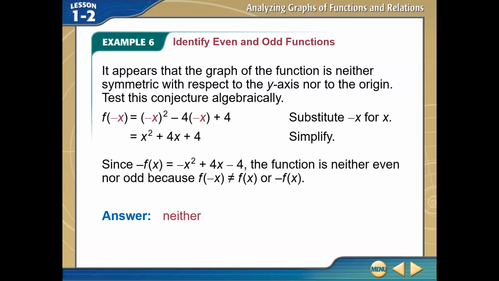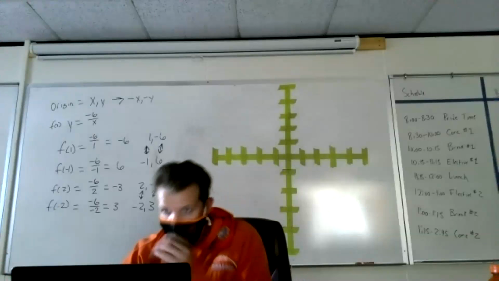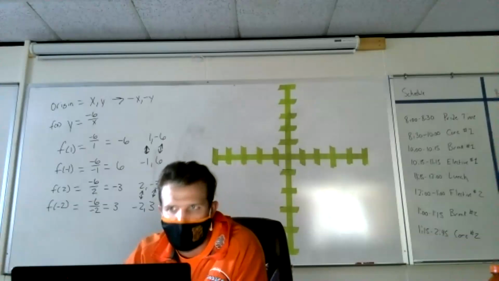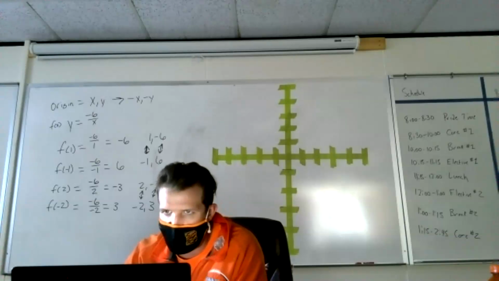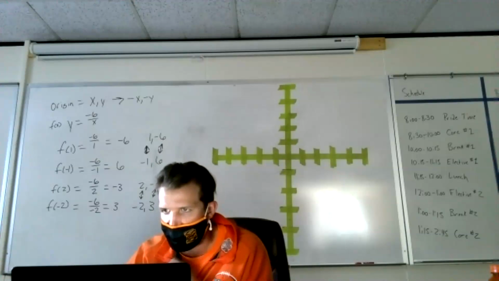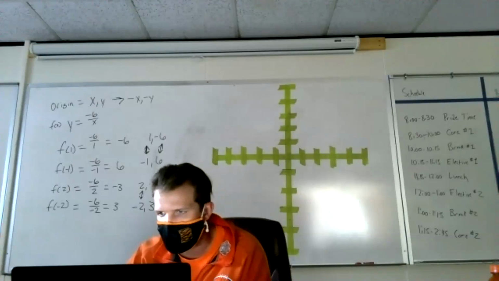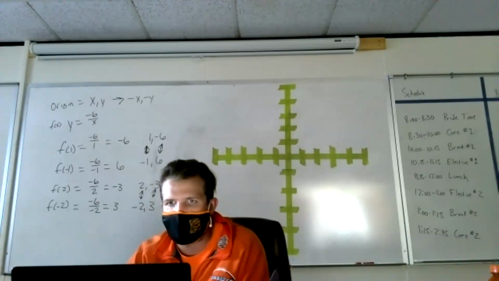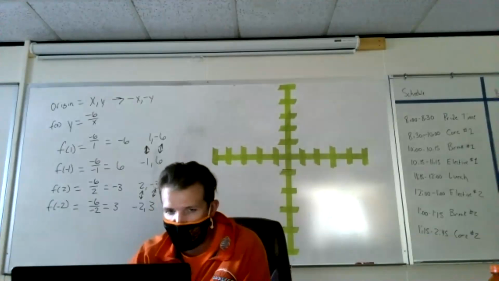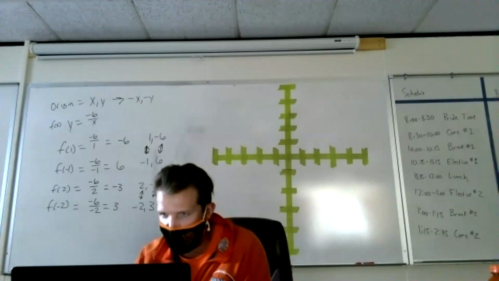Okay, the key thing is when you're talking about even odd, it just has to be symmetric about the y-axis. It could be symmetric at a different part of the xy plane, but if it's not about the y-axis, it is not an even function. Same thing with your point symmetry. It can have point symmetry at a different position on the xy coordinate plane, but if it's not at the origin, it is not an odd function.